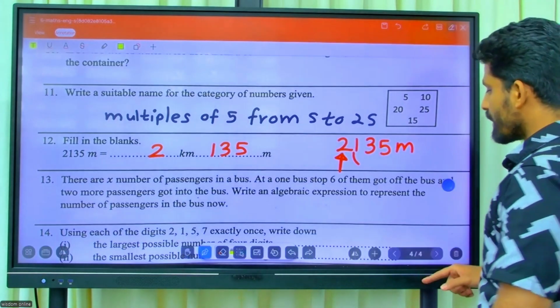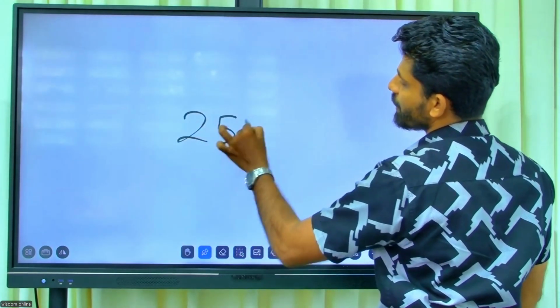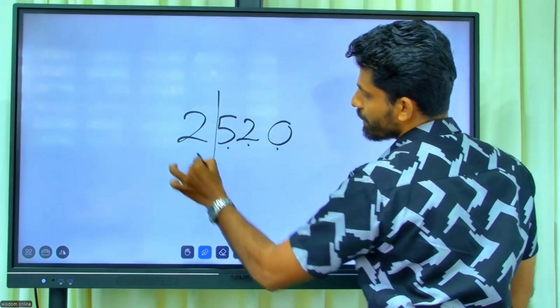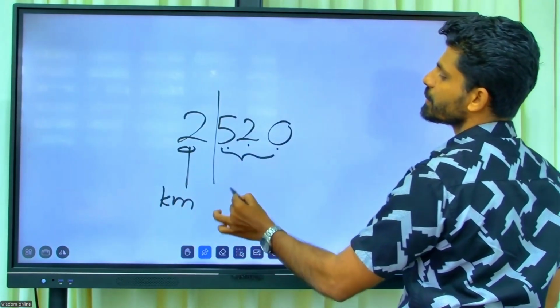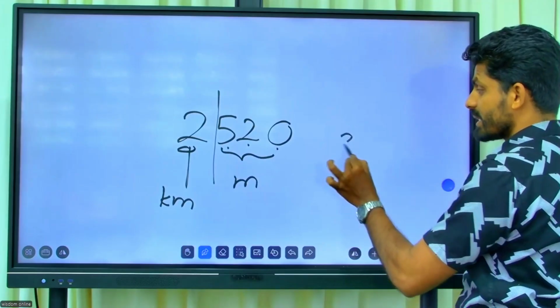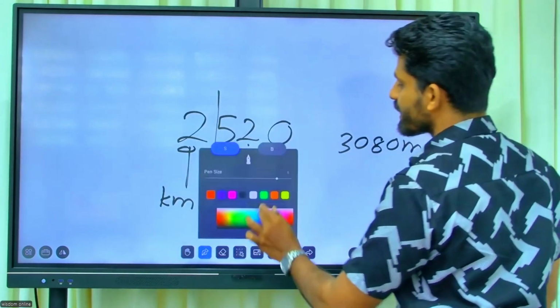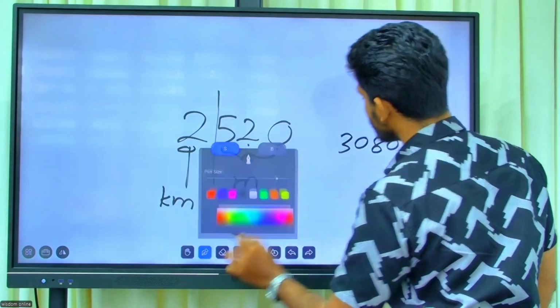Just consider this one, neighbor. 2,520. 1, 2, 3. So that means 2 kilometers, 520 meters. Just consider 3,080 meters. 3,080 meters means 3 kilometers, 80 meters.